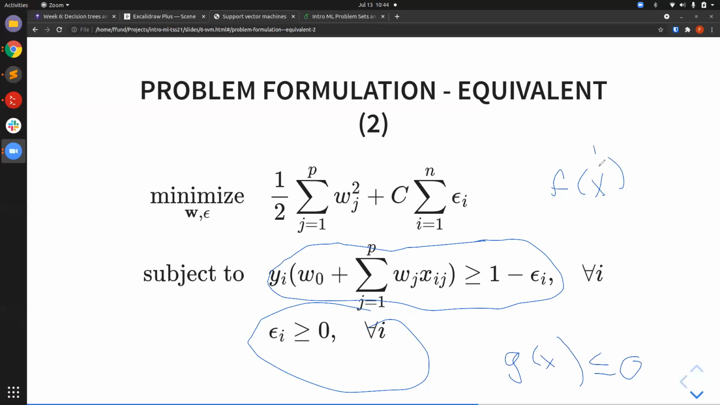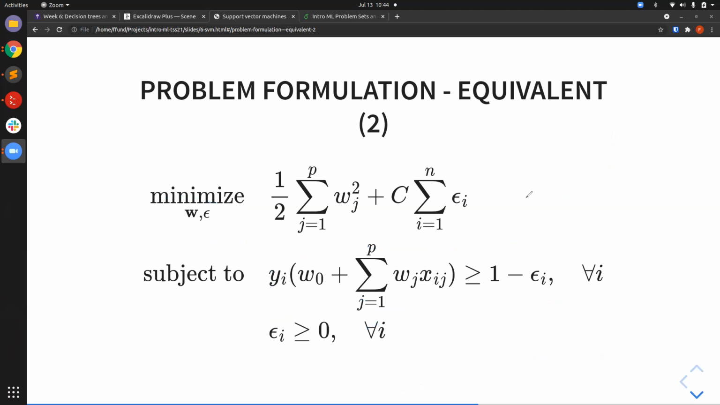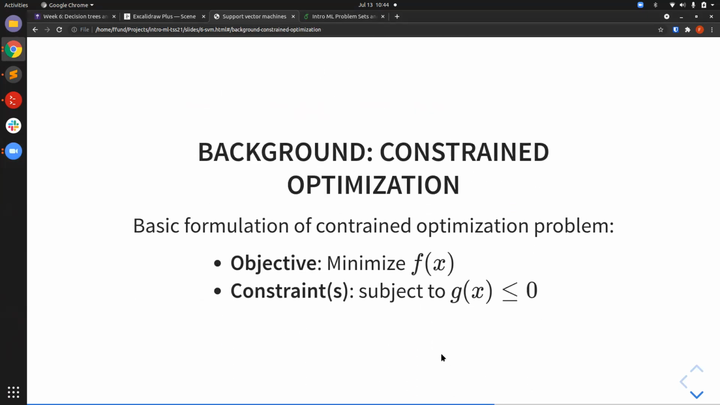And by the way, when I say f of x here, by x, I just mean whatever quantity we're optimizing over. So here it's really a function of the weights. Okay. So we have this optimization problem that's in the general form of minimize f of x subject to g of x less than or equal to 0. And we can have many such g of x constraints. So this is a general form of a constrained optimization problem.